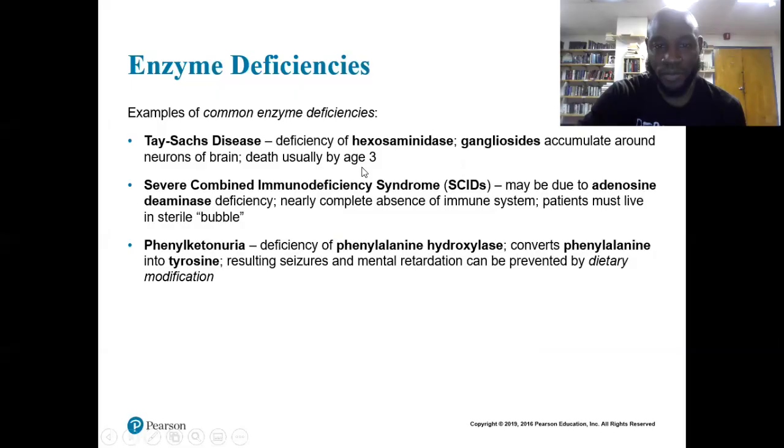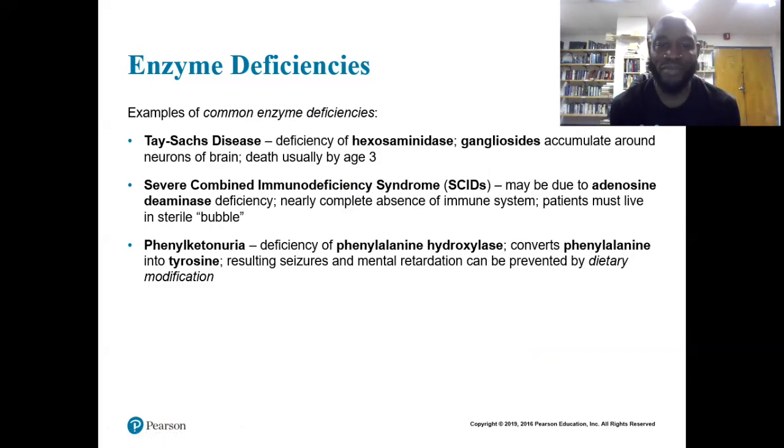Tay-Sachs disease, a deficiency in hexosaminidase. Gangliosides accumulate around the neurons of the brain. Unfortunately, they see death by age 3. These are enzyme deficiencies. So because of the deficiencies in these enzymes, the body can't do the reactions necessary to sustain life.